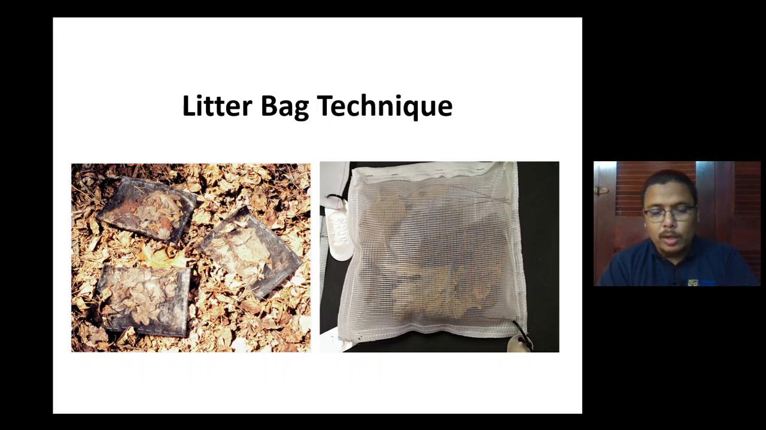For instance, one problem is if you use large meshes, or larger holes, this will allow some leaf fragments to escape the bags. Thus this will overestimate the decomposition. But if the mesh is too fine, you use very small, very fine mesh bags, it can also exclude most macrofauna that, remember, can facilitate the process of decomposition. Because the holes are too small, they cannot enter the bag and facilitate the decomposition. So when you use too fine mesh bags, it can underestimate the decomposition rates.